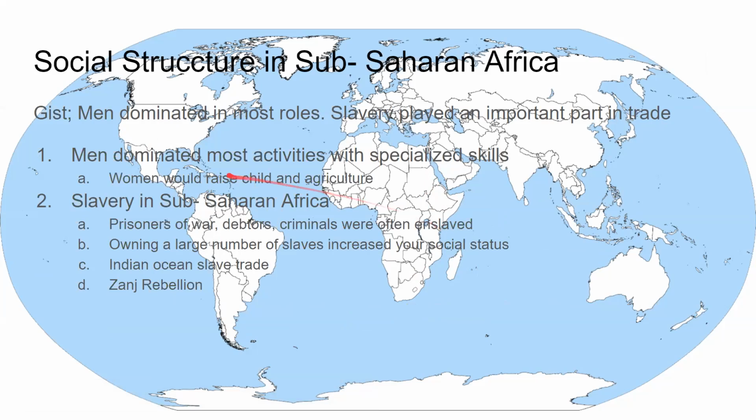Social structure. Men are dominant in most activities, especially those with specialized skill. Women are left to raise children in agriculture. Important jobs, but they are seen as second class. Men are seen as much more important. Okay, slavery is really the key of sub-Saharan Africa.